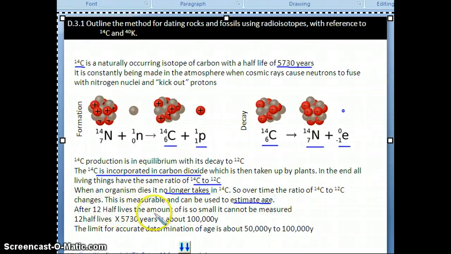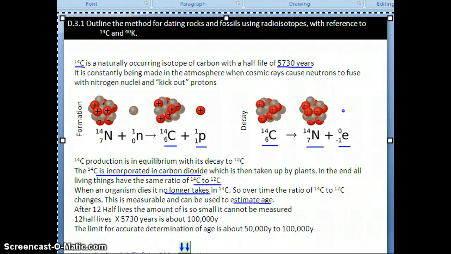After about 12 half-lives, though, the amount of carbon-14 gets so small it cannot be measured. So 12 half-lives times 5,730 years is roughly about 100,000 years is what we can use for carbon-14 dating. The limit is up to about 50 to 100,000 years. So anything older than that, we cannot use carbon-14 dating.